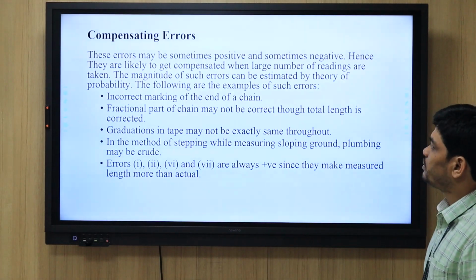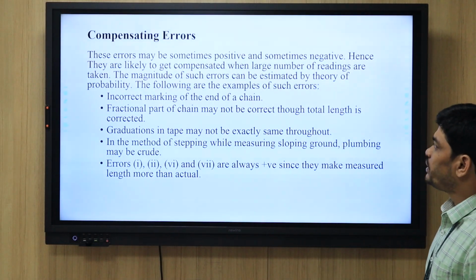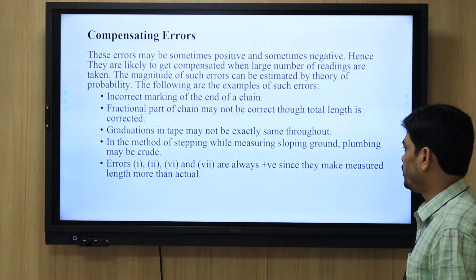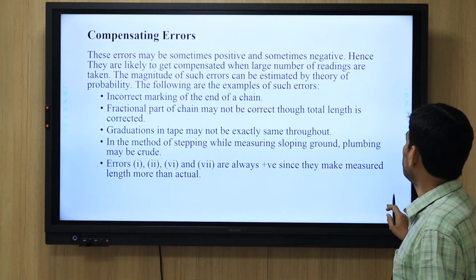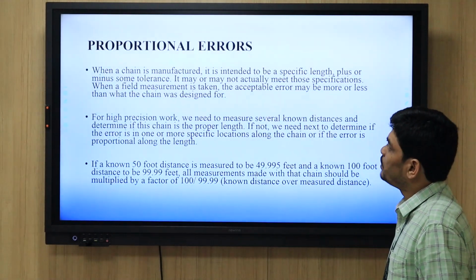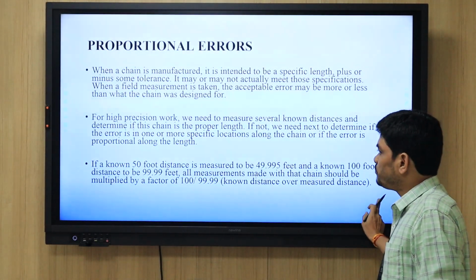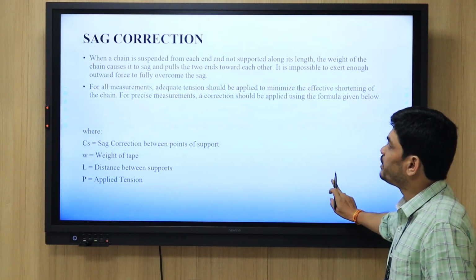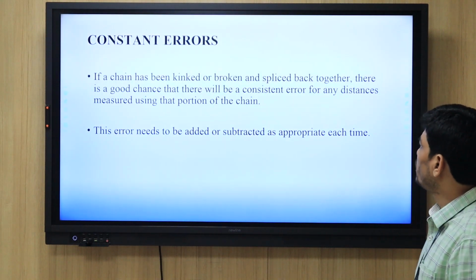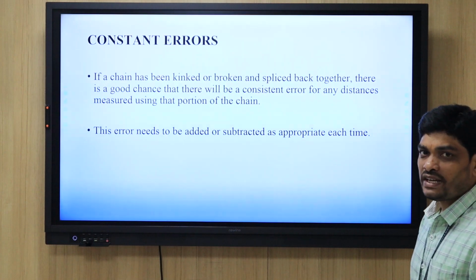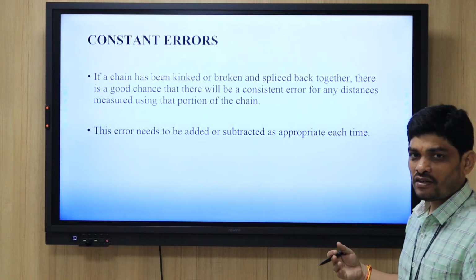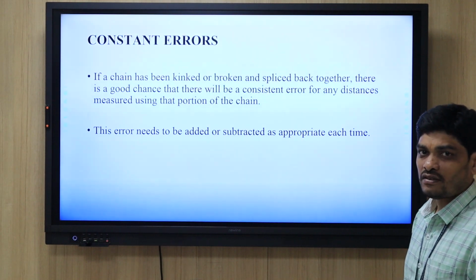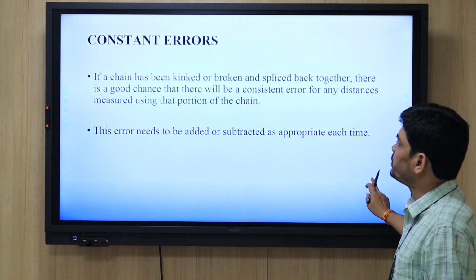That type of error also comes under cumulative errors. Compensating errors are incorrect marking of the end of the chain, and tape gradations made in error. These types of things are compensating errors. Then proportionality errors. Some are constant errors, like the chain expanding continuously after some years, or due to the missing of some rings. So some constant errors will be there.